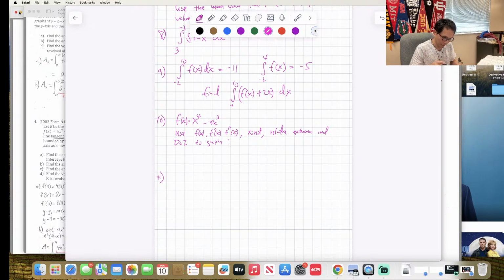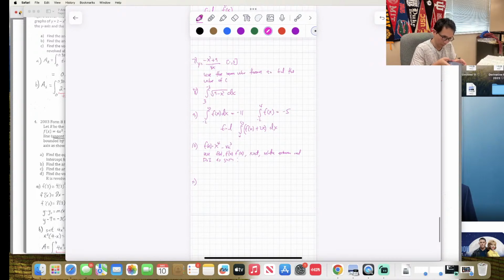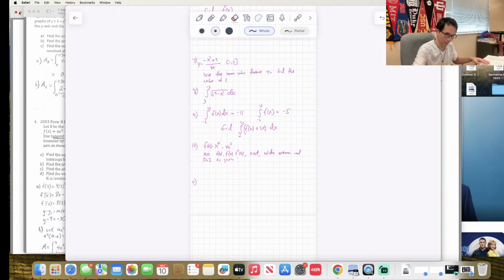If it's concave up, you gotta subtract it. If it's concave down, you gotta add it. Concave down, you gotta add it. Oh wait, so is it all the stuff underneath?